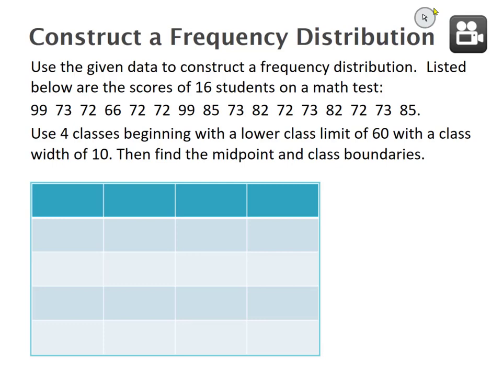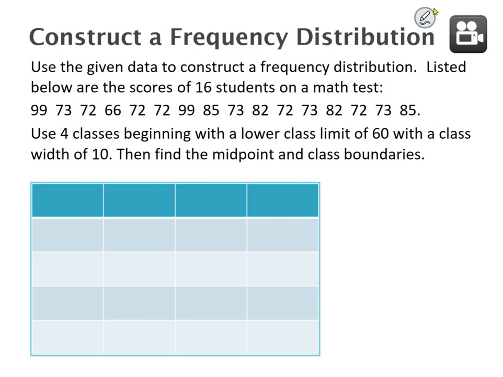Now that you've watched the video talking about the parts of a frequency distribution, we're going to use the given data to construct a frequency distribution. Listed below are the scores of 16 students on a math test. Use 4 classes beginning with a lower limit of 60 with a class width of 10. Then find the midpoint and class boundaries.